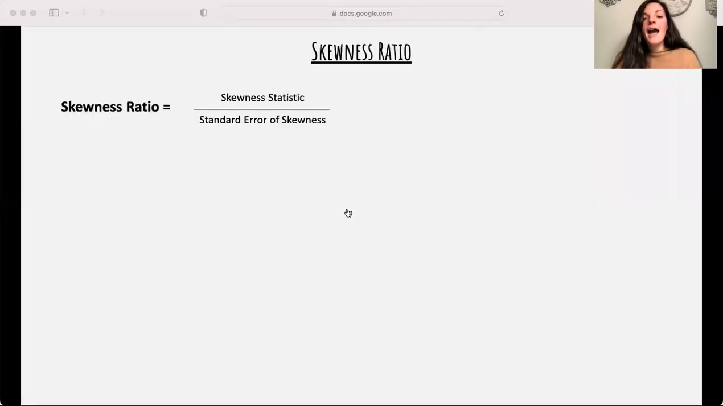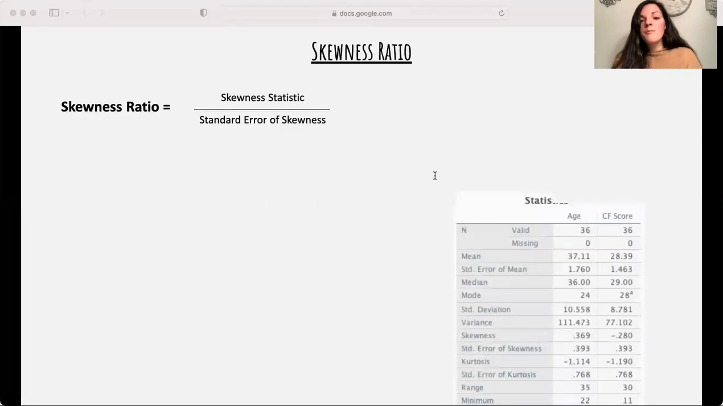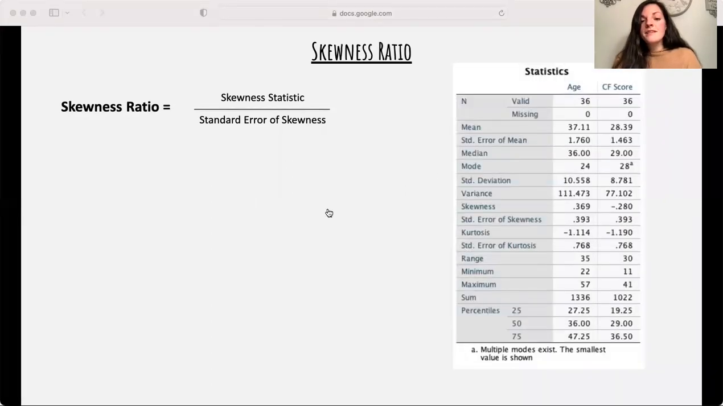So an important calculation to utilize when you're looking at the significance is the skewness ratio, which is the skewness statistic divided by the standard error of the skewness. So for example, if we're looking at an SPSS data set, the skewness ratio would be the negative 2.80 divided by the 0.393 equaling negative 0.712.